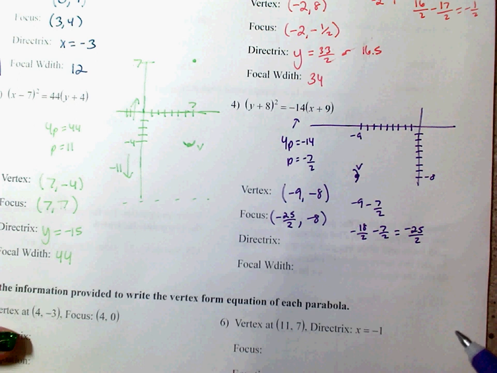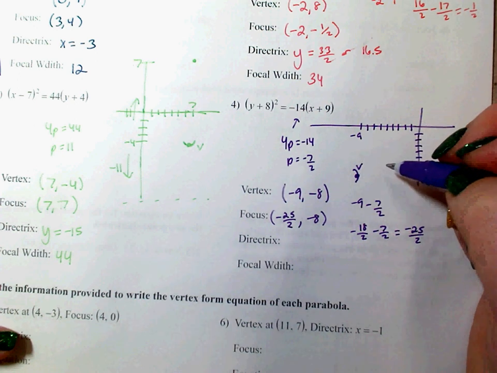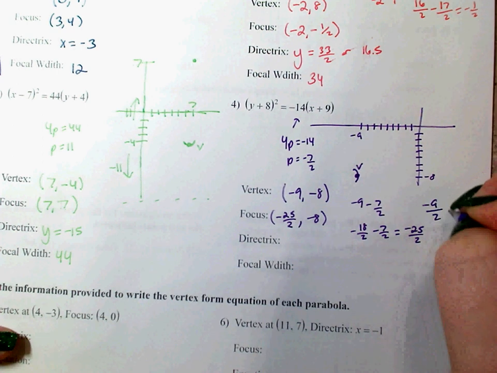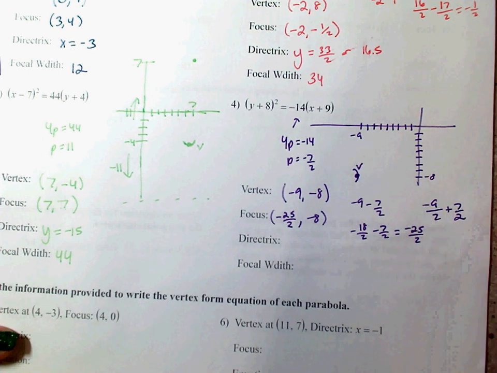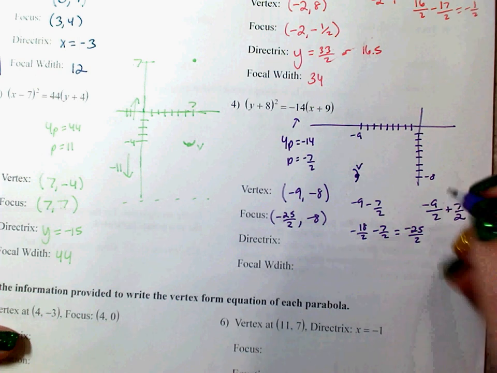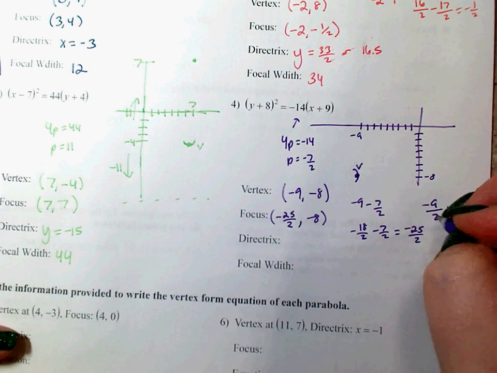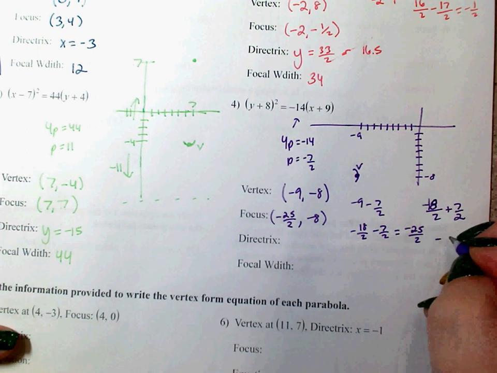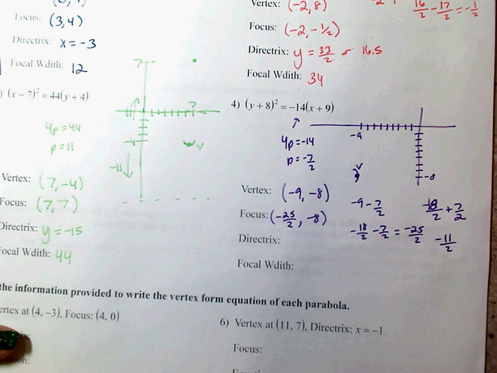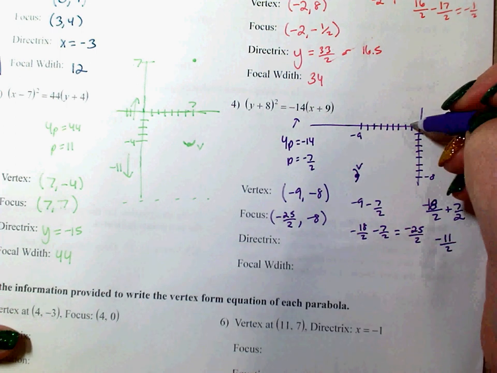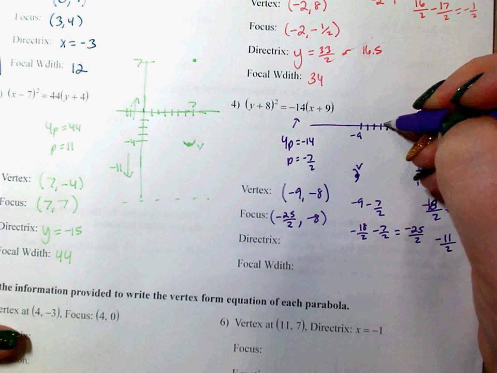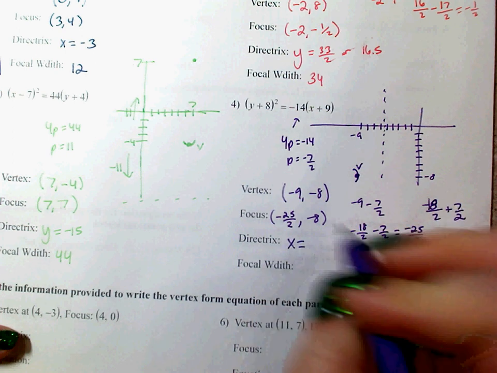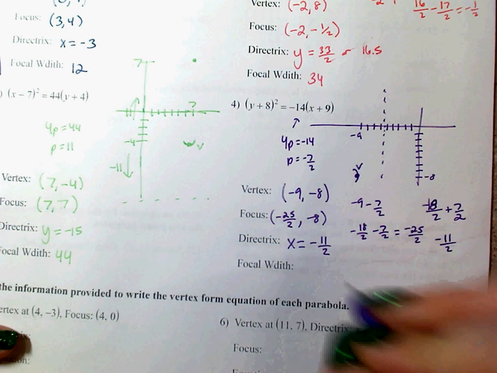The directrix, I need to go to the right 3.5. So to the right 3.5 would put me at negative 5.5. And then the other option is I add 7 halves because I'm going to the right. And that would be negative 9, which is negative 18 halves. So that puts me at negative 11 halves, which is negative 5.5. So 1, 2, 3, 4, 5.5. It would be here. So you could put x equals negative 5.5 or x equals negative 11 halves. Focal width, positive 14.